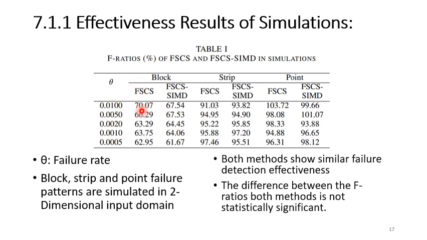We can see that the F ratio results of FSCS and FSCS-SIMD are basically almost the same in all failure patterns. Therefore, both methods show similar failure detection effectiveness, and the difference between the F ratios of both methods is not statistically significant. In other words, our proposed method, FSCS-SIMD, preserves the failure detection effectiveness of FSCS.